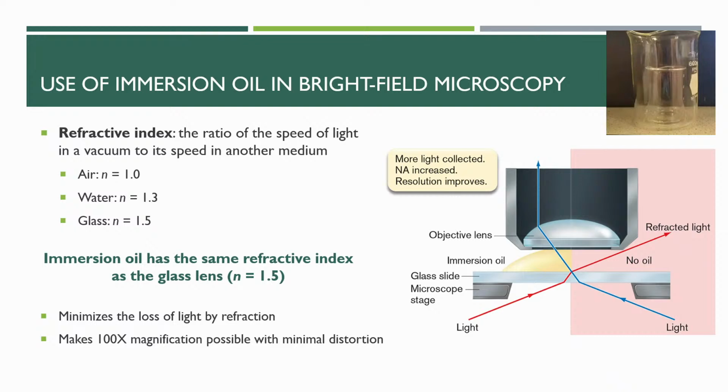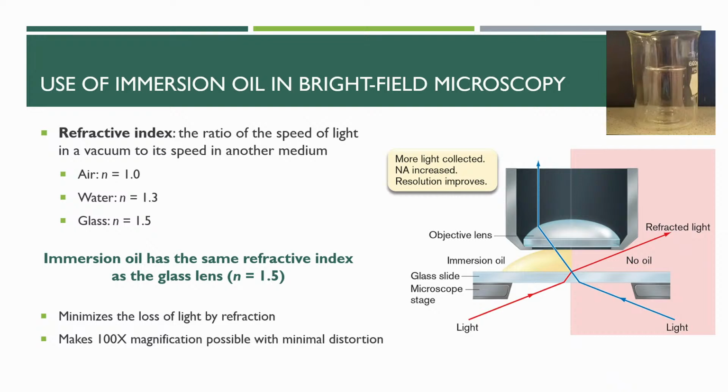So basically, the use of immersion oil in bright field microscopy is something that is going to be really relevant next week. So the refractive index is the ratio of the speed of light in a vacuum to the speed of light in another medium. So the refractive index of air is 1, in water it's 1.3, in glass it's 1.5. You don't have to memorize these numbers, but what you should know is that the immersion oil has the same refractive index as the glass lens.